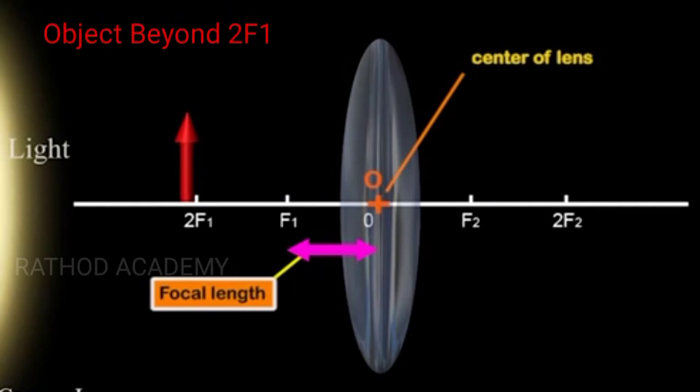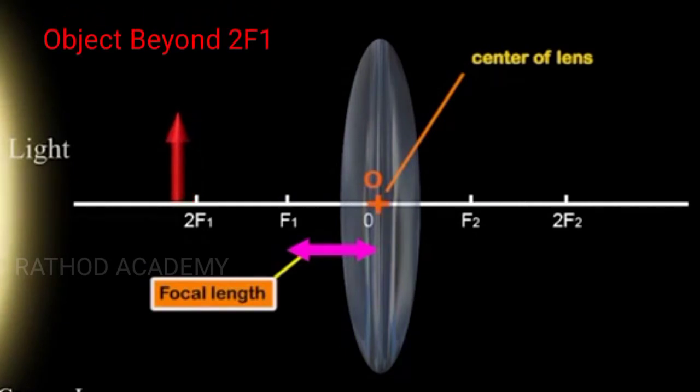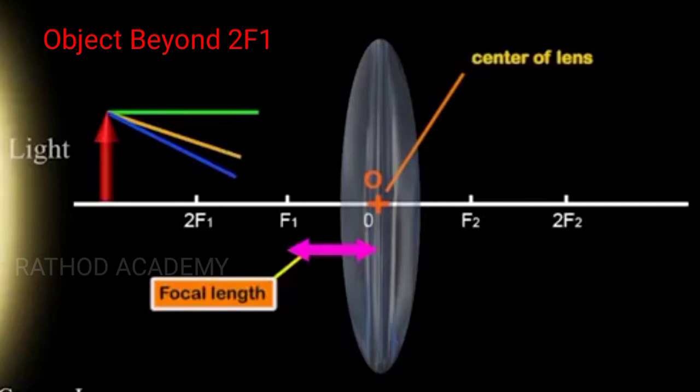Now let us observe that we'll put the object beyond 2f1, and let us observe where the image will form and what will be the nature of that image. The basic thing in this case we have to consider: if we pull back the object, the image will be pulled back. If we push the object along the principal axis, the image will be pushed ahead. So this will be the fact, and based on that the image will be formed.